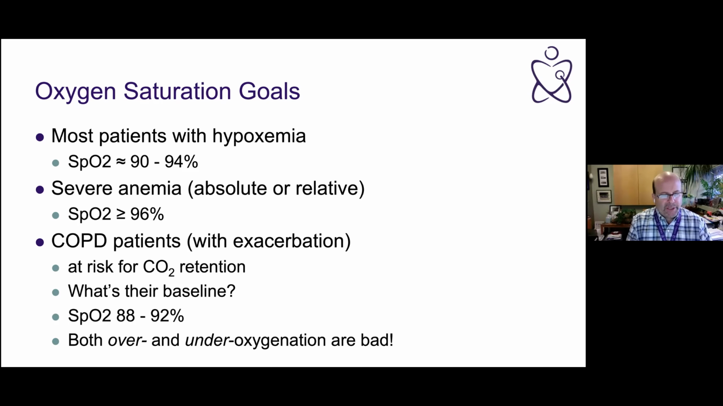And in patients with COPD who are at risk for CO2 retention, you really want to know their baseline. There are some patients who on their best day in clinic have SATs of 87%, and that's fine when they come in the hospital. But for most people, it's lower than the 94%. We target 88 to 92% in most patients with a COPD exacerbation, because leaving them too hypoxemic is bad too for their brain and their heart and other things. But over-oxygenation is also problematic.